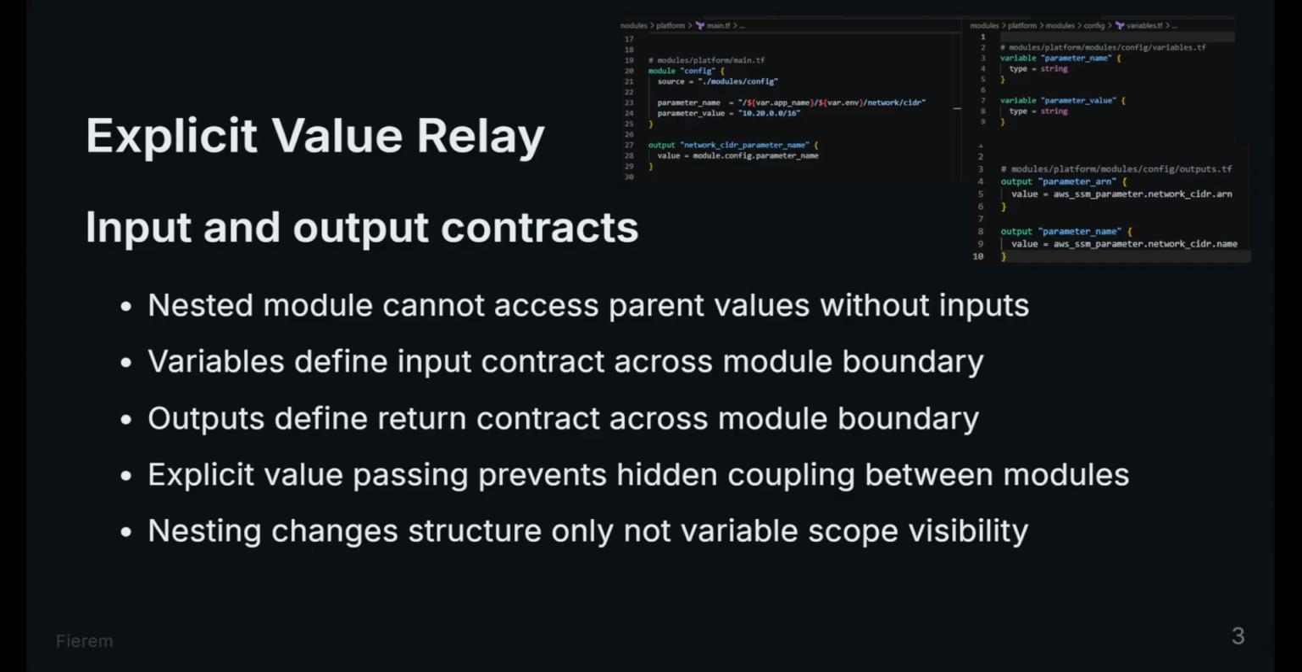A nested module cannot read a sibling or parent module's local values unless the parent passes them in. Terraform variables define the input contract, and outputs define the return contract. That mechanism prevents hidden coupling because the parent must deliberately relay values across boundaries. Beginners often think nesting creates automatic visibility. It does not. Nesting only changes structure, not scope.